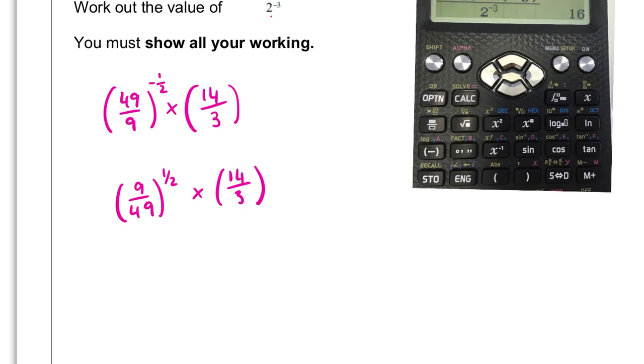So now what do I do? What does half mean? It means square root. What's the square root of 9? The square root of 9 is 3. What's the square root of 49? 7. So now I get this times 14 over 3.